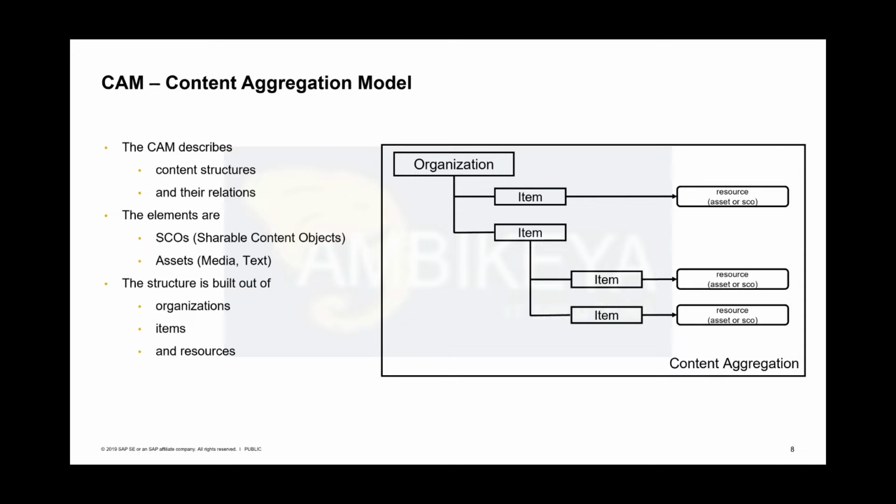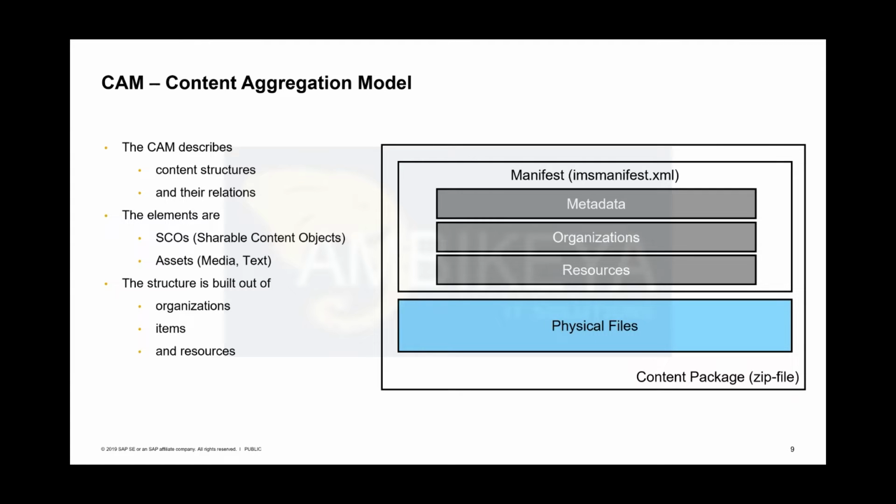This is how to read this. Okay, so that's the basic understanding. And from a data perspective, this is how it looks. It's the so-called IMS manifest XML that must be in the root of each of those SCORM packages. And this IMS manifest file optionally contains meta information.